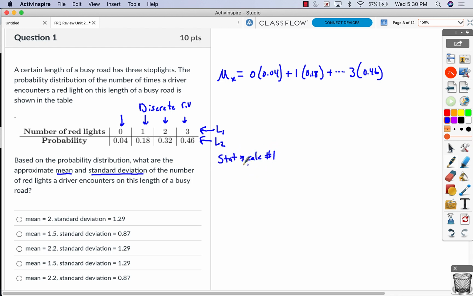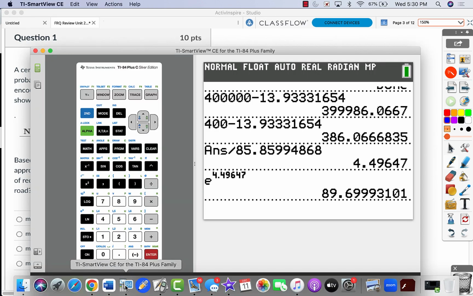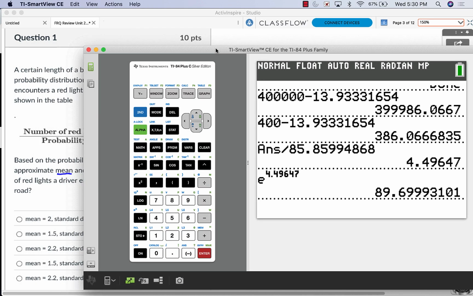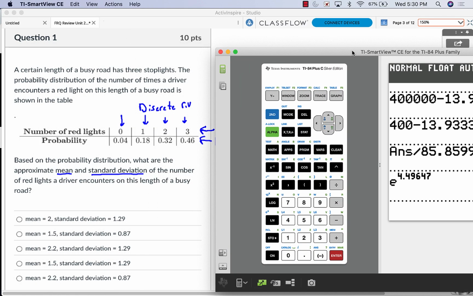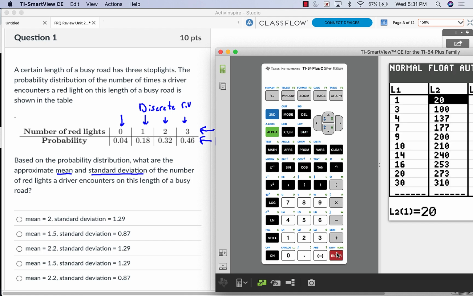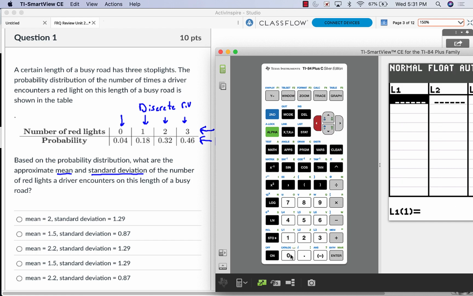Once we get the data in there, I'll show you how that works. The way you get to your list is stat, enter. I'll just go ahead and clear these things out. Okay, so I'm going to put 0, 1, 2, and 3 in there. And then you want to put the probabilities over here.